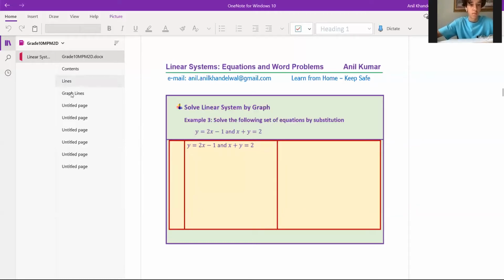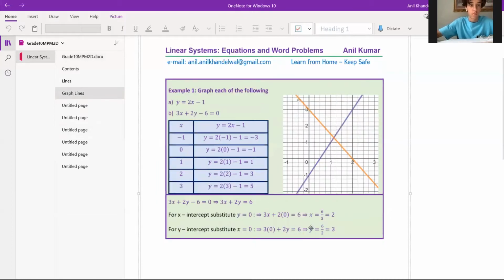Now graphing and then getting the solutions is not always the best method. Since you can see the very first example we had, can you tell me what is the solution of this set of equations? y equals 2x minus 1 and 3x plus 2y minus 6 equals 0. Can you read this point from the graph where they intersect? Very difficult, right? Not very accurate. Similarly, the y point is not very accurate, right? Approximately you can get a solution. So that is the difficulty with getting solutions after graphing the lines.